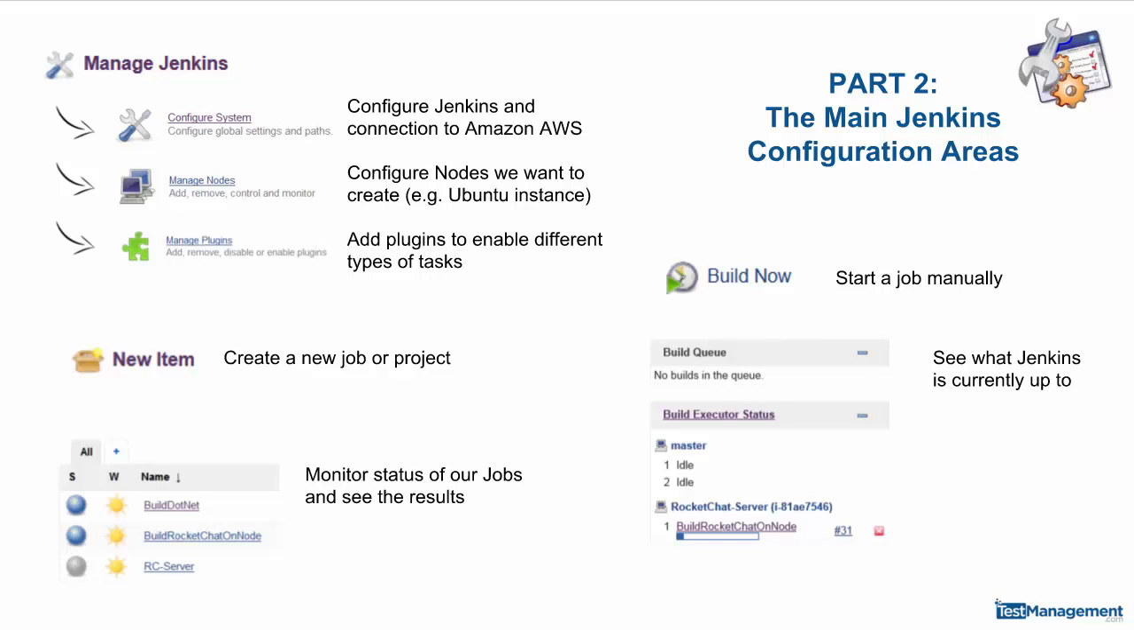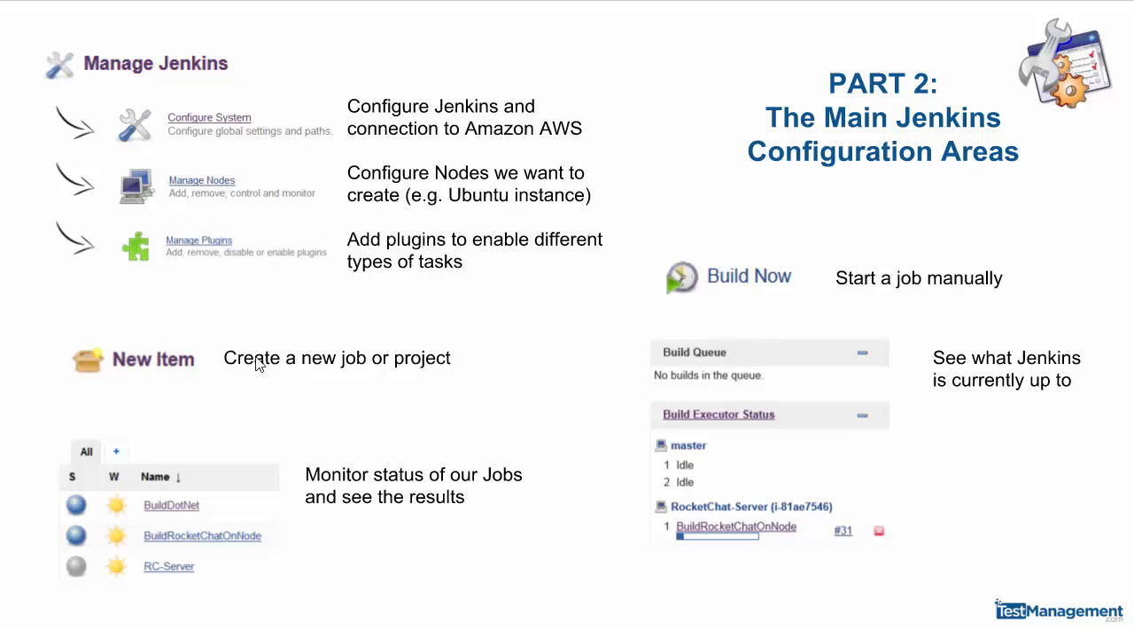Part 2, the main Jenkins configuration areas. So we've got five main areas here that we're going to take a look at, just to give you an overview of Jenkins. The first is all the configuration and Jenkins management panels. We'll go through three of those: configure system, managing nodes, and managing the plugins.